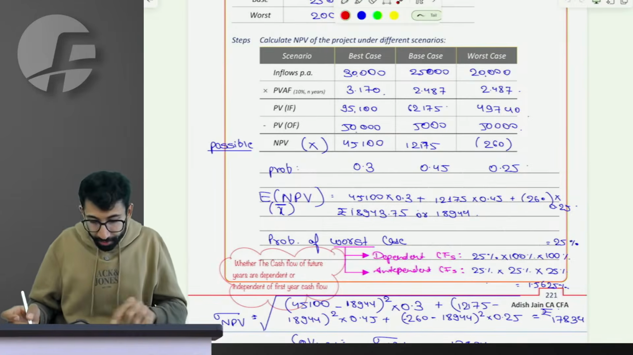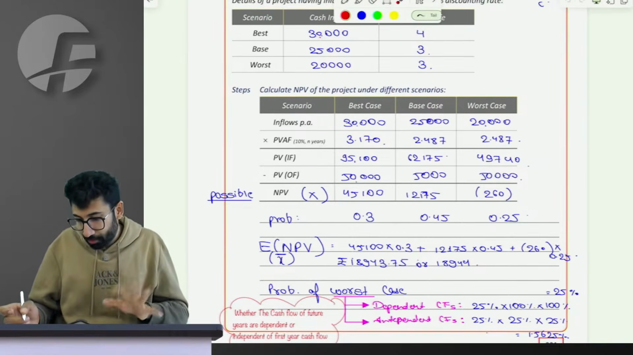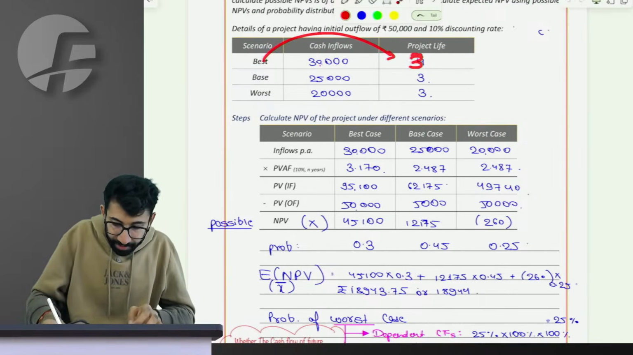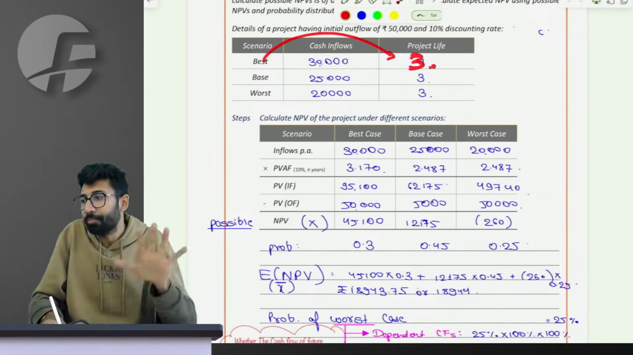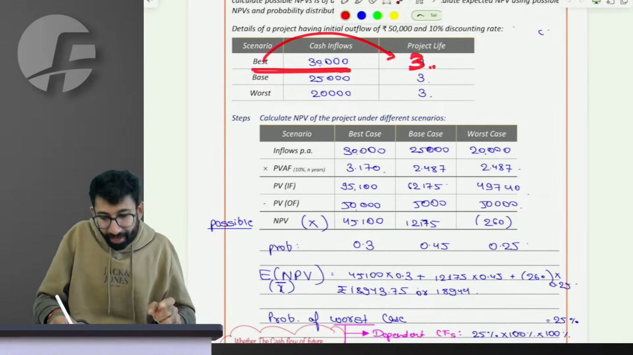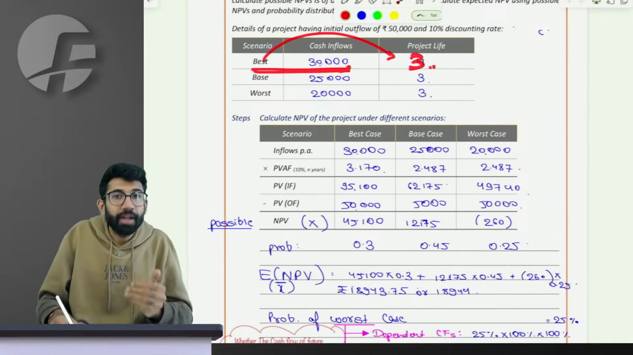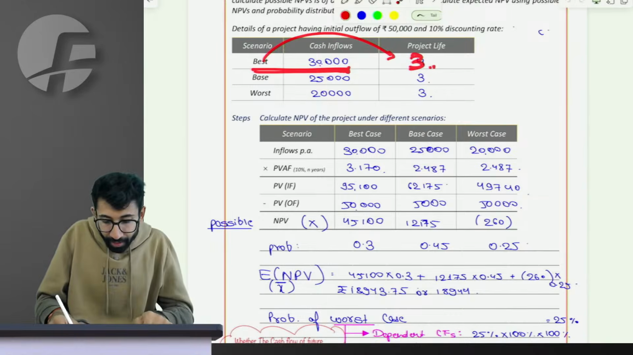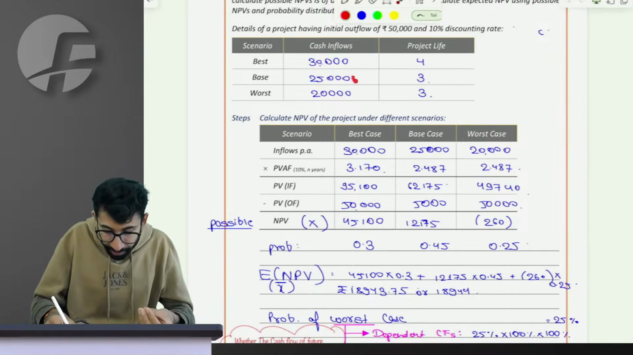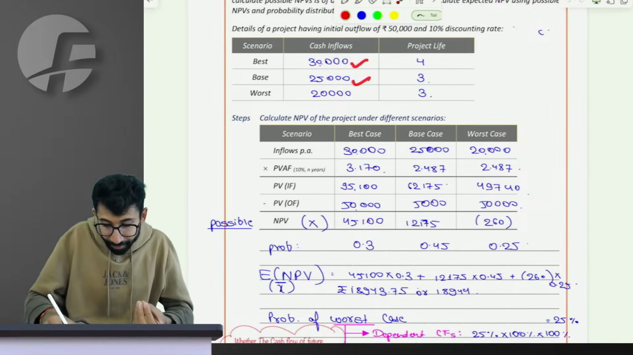Let's imagine a situation, two possibilities. Let's for now assume that life, even in the best case, is 3 years. Just for this concept, let's assume it. Sir, in the first year, if I have 30,000 cash flow, then in the second year, is it compulsory that I will continue to have 30? Or in the second year, I can have 25, 20 or 30, anything. Similarly, in the third year, I can have 30, 25, 20, anything.